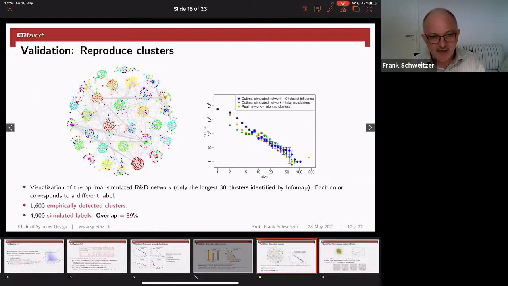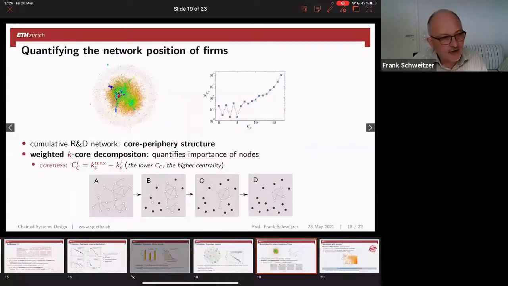I present this here because I want to convince you that we are able to reproduce results in different dimensions. This is not all the same type of results that you would get from fitting a model. So if you don't have the dynamics of the agent-based model right, then you would not be able to get to this.